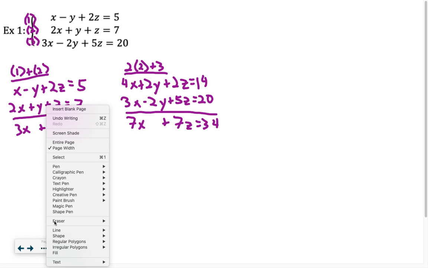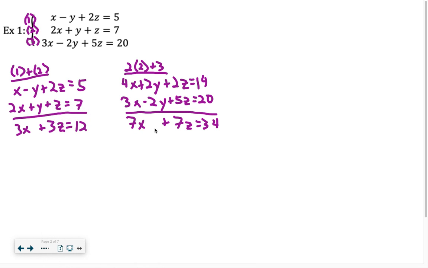So now I've got my system of 2 equations in 2 variables. I'm going to rewrite those here. So 3x plus 3z equals 12, and 7x plus 7z equals 34. So let's eliminate the x's. Right? To do that, I'm going to have to multiply both equations by something here. And we said, well, the easiest way is just to take a coefficient and multiply the opposite equation by that. So I'm going to multiply the top equation by 7 and the bottom equation by 3.